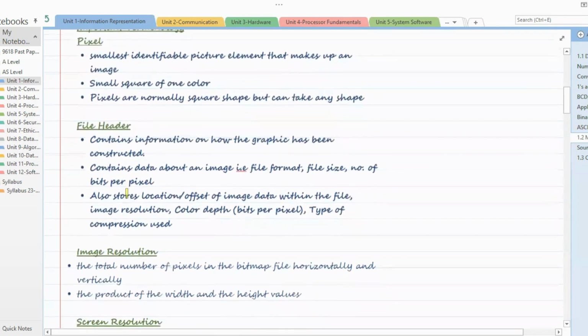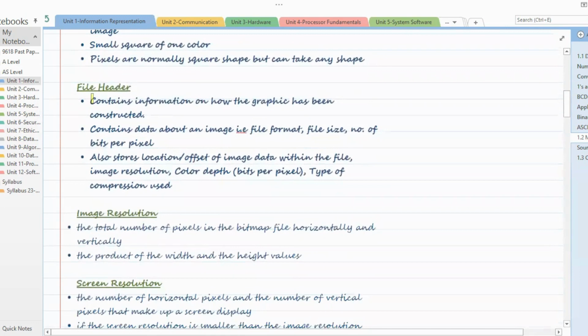Now, the next terminology related to bitmap images is file header. The file header contains information about the bitmap image, like how the graphic has been constructed, information about file format, file size, or number of bits per pixel. It also stores the location, the offset, of the image data. It contains image resolution, color depth, or type of compression, if any. So this is what is there in the file header.